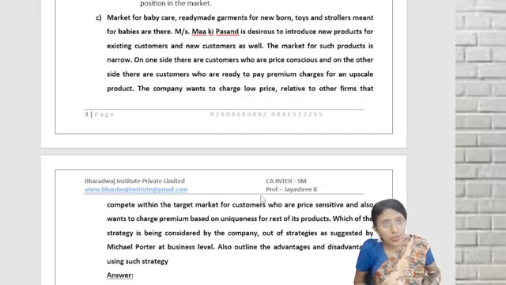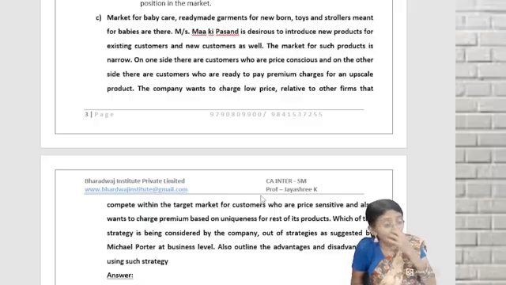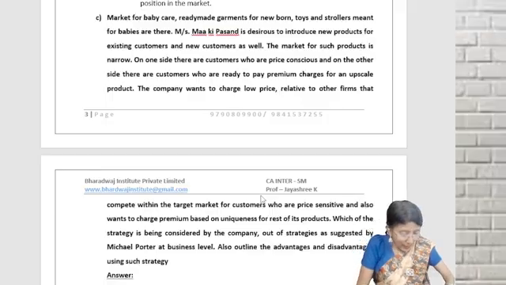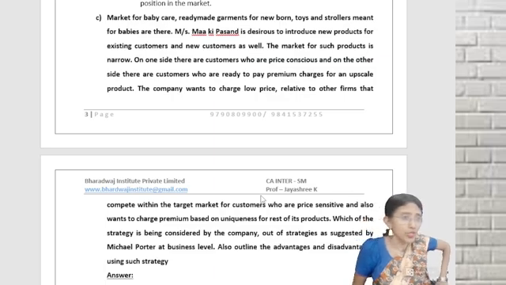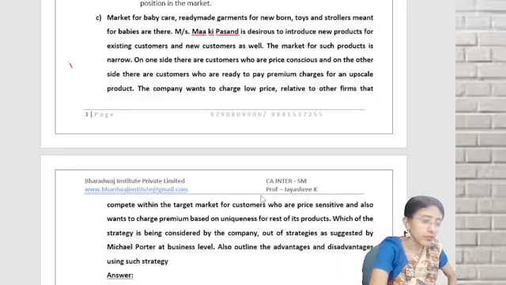Michael Porter has given 2, 3 frameworks. What is the framework you find fits? That is one. And in that, one component is the main thing here. It is a very complex question. You have to do a repeated revision.